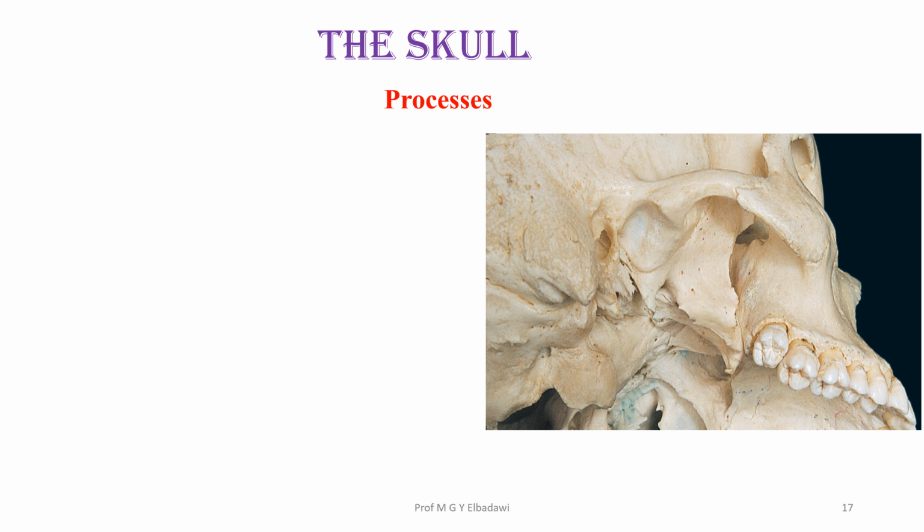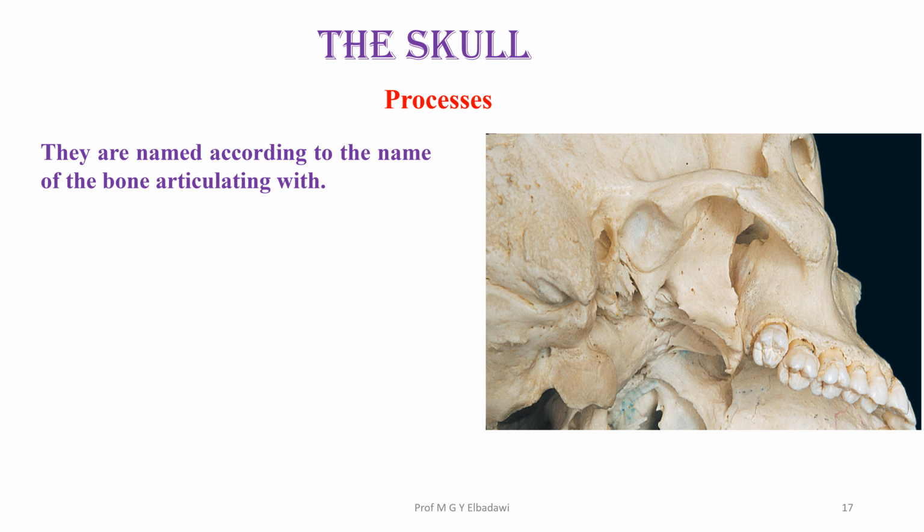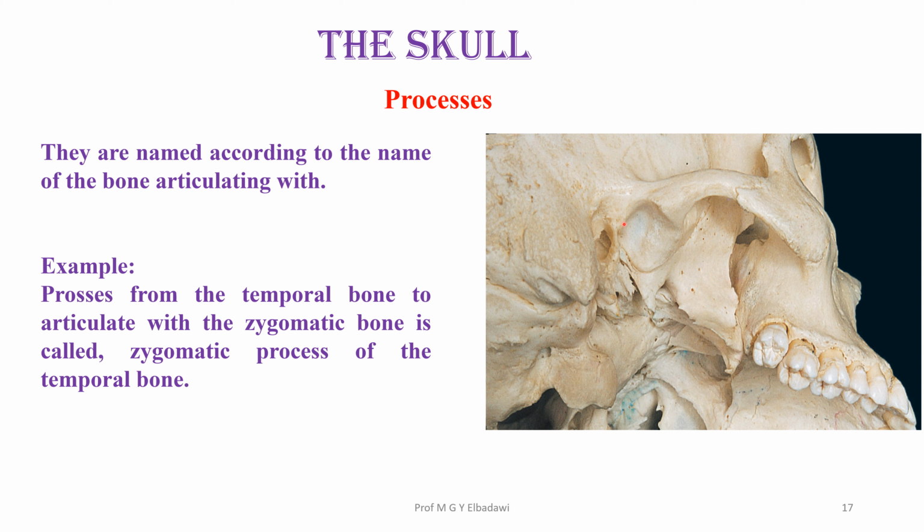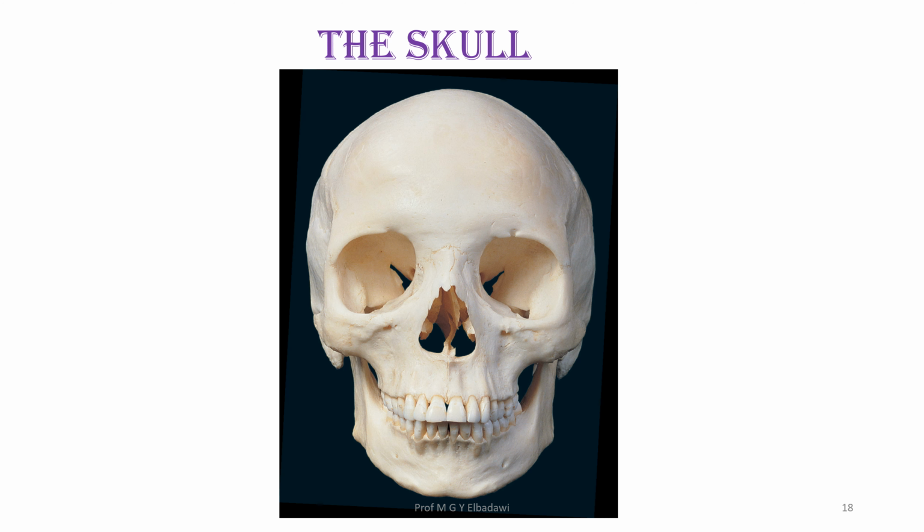The last point is the process, how we name the process of the skull. These are named according to the name of the bone that process is going to articulate with. There is many processes in the skull. We'll give one example. The example is a process from the temporal bone going to articulate with the zygomatic bone. So we will call it the zygomatic process of the temporal bone, this one here. The other one which will come from the zygomatic going to the temporal, now we'll call it the temporal process of the zygomatic bone.